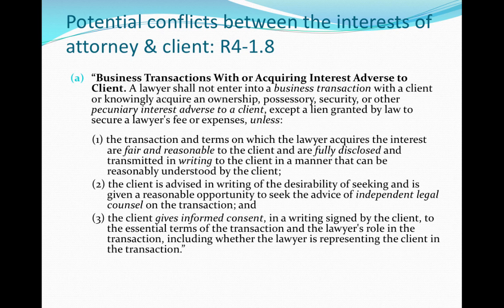There are ways that this can happen. Again, that's the unless part here. If the transaction and the terms that are involved in the lawyer acquiring the interest are fair and reasonable and fully disclosed in writing, and the client is advised that they should get independent counsel about whether to engage in this transaction, and if being so advised, they still agree and give their informed consent in writing, then the lawyer representing the client is not a conflict.